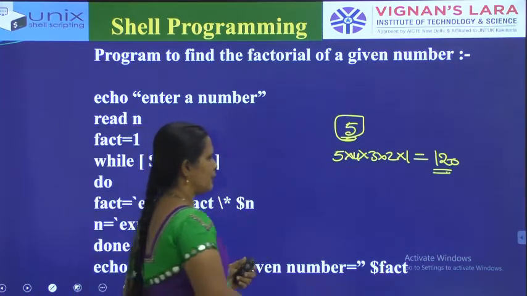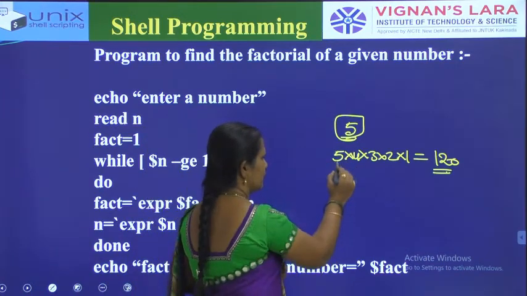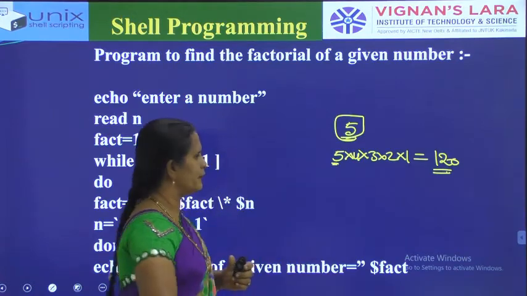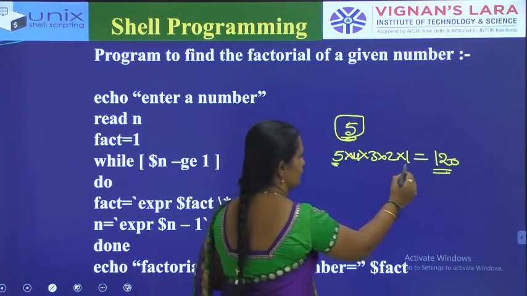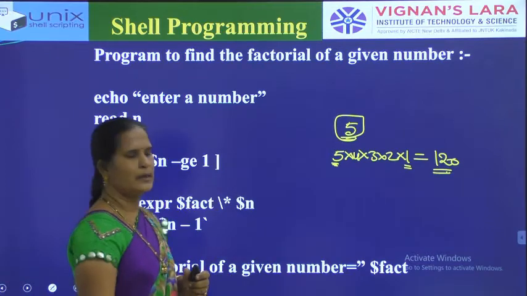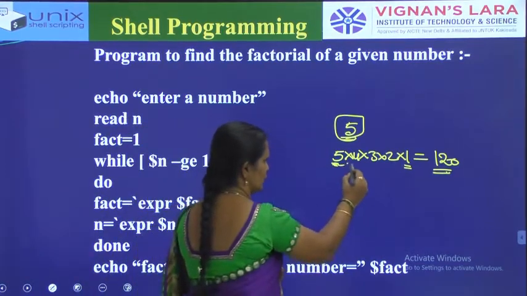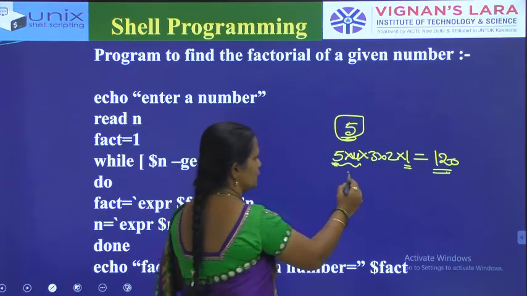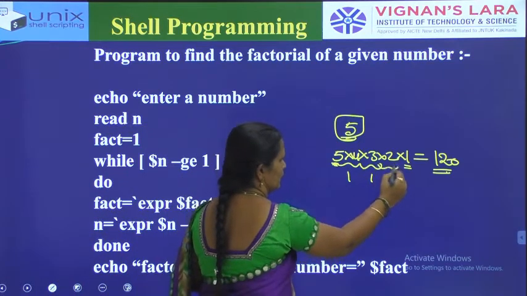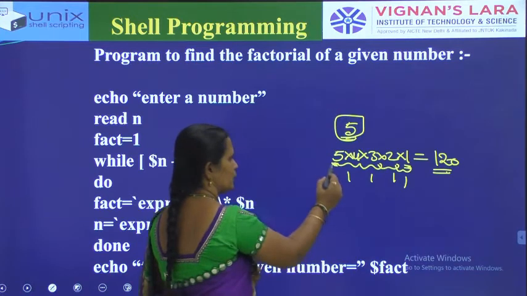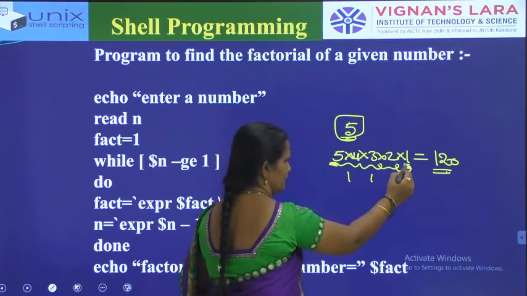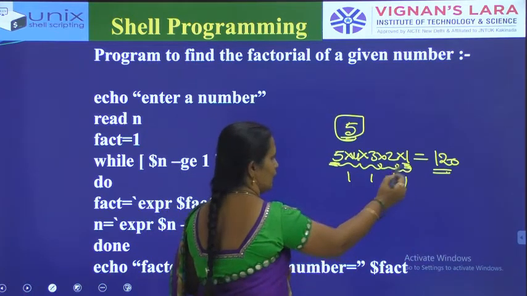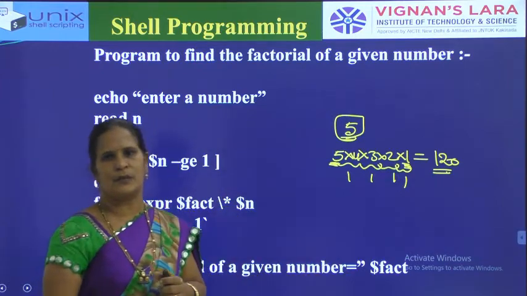First observe, here the number is 5. This is the initial number and this one is the final number. Clearly observe, the difference between these two numbers is equal to 1. So this is the initial number, this is the final number, and the difference is equal to 1.